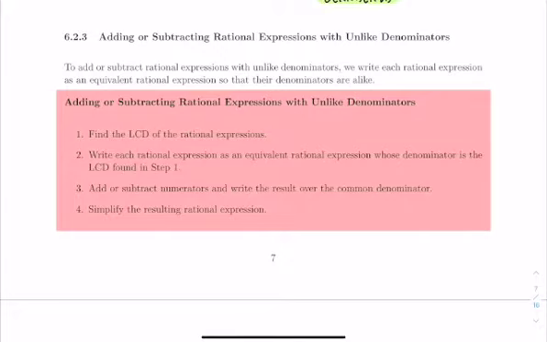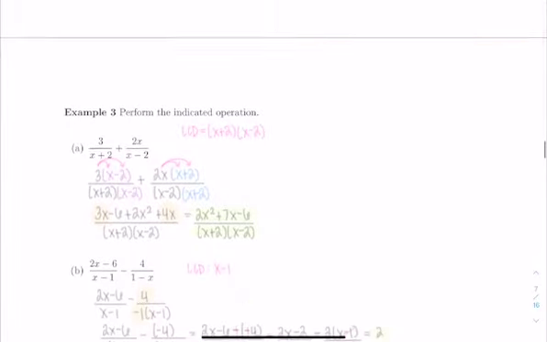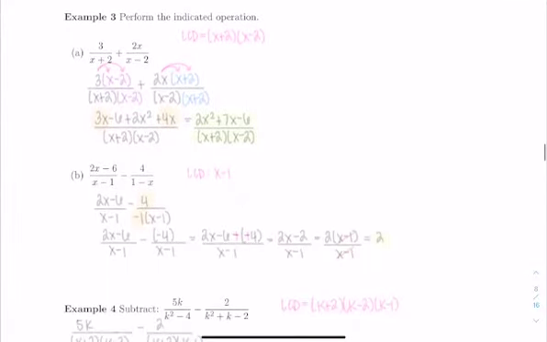So looking at example number 3a, we have 3 over x plus 2 plus 2x over x minus 2. Well, the denominators are already factored as much as they can be. So my LCD is x plus 2 and x minus 2. So that's what both the denominators need to look like so that we can add or subtract the numerators.